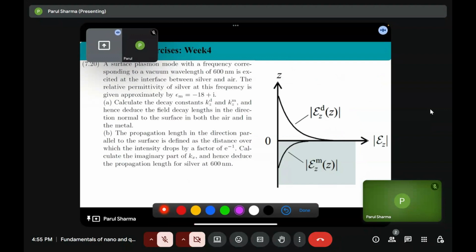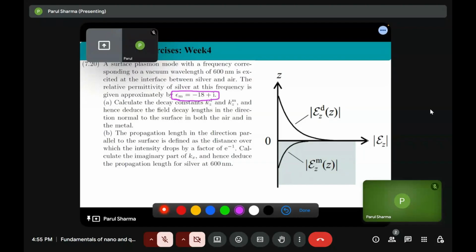And the next question is: a surface plasmon with a frequency corresponding to a vacuum wavelength of 600 nanometer is excited at the interface between silver and air. The relative permittivity of silver at this frequency is approximately epsilon m equals minus 18 plus i times something, so we have an imaginary component also. We have both the parts here, so we have the complex relative permittivity.